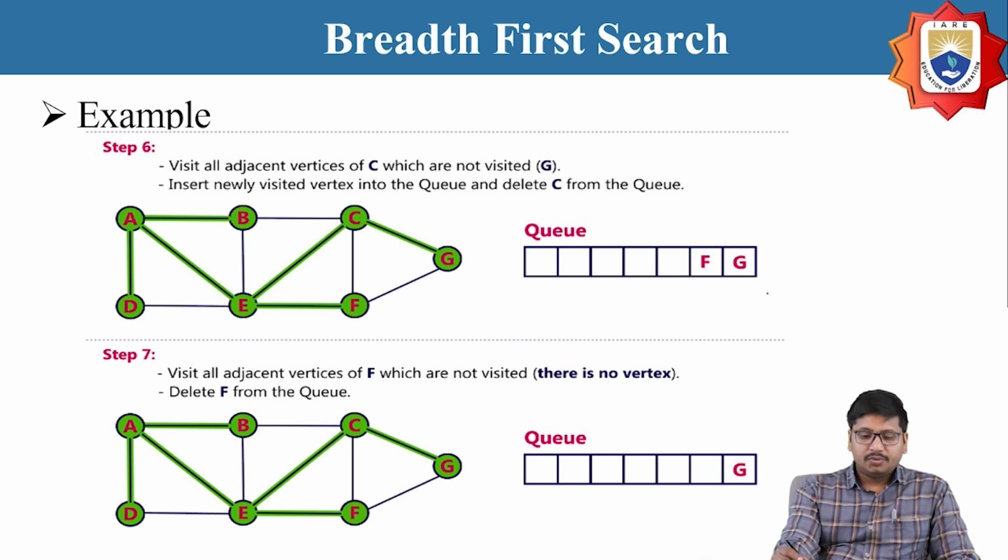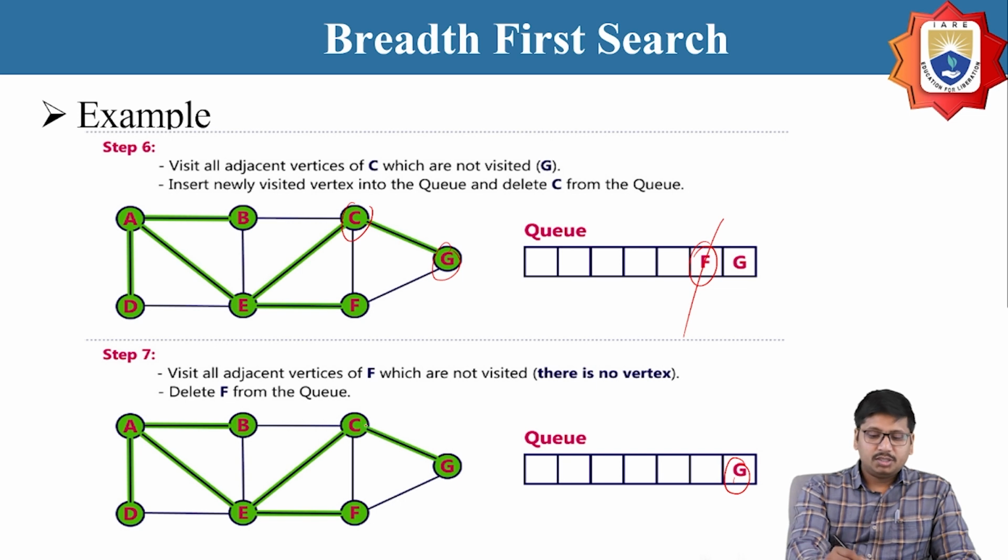Then finally, the adjacent vertices of F are G and C. So G is already there, C already visited, and simply delete F also. And finally, we are going to have G. G's adjacent vertices are C and F. So C and F are already visited, so simply delete G also.